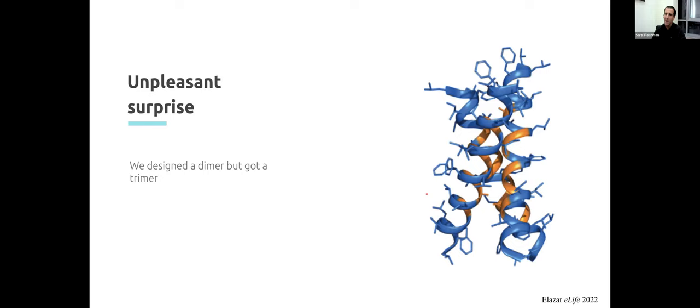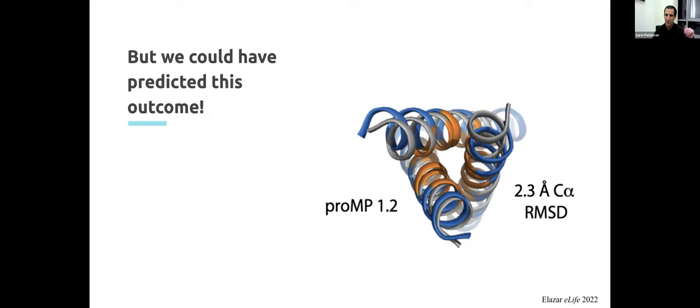So what we asked next is whether TM-HOP would actually have been able to predict this if we had asked it to consider C3 symmetry for that specific design sequence. And as you can see here, we could have predicted this outcome if we had considered that this was a possibility. And here TM-HOP is predicting the outcome from crystallography at very high accuracy.